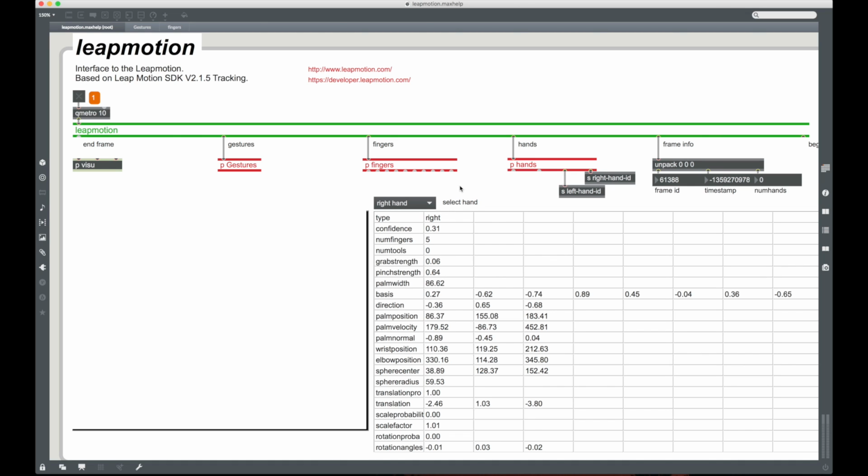So I'm going to be walking through a Max patch that I made for an interface design class that I'm taking currently. I'm using the Leap Motion as the input source, and I'm also using a physics library in the application Max.